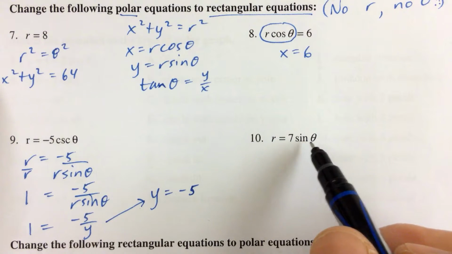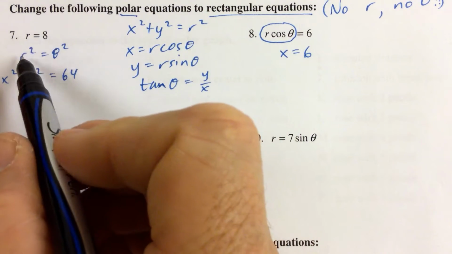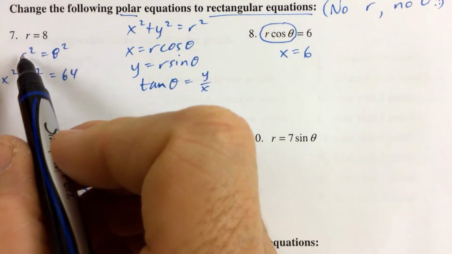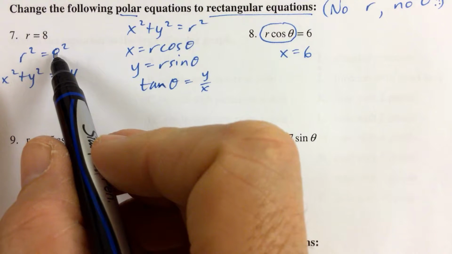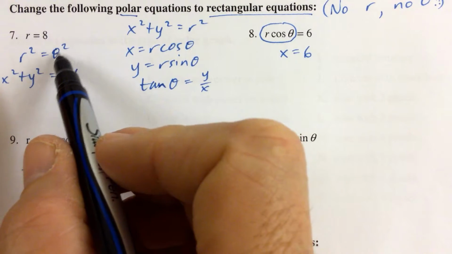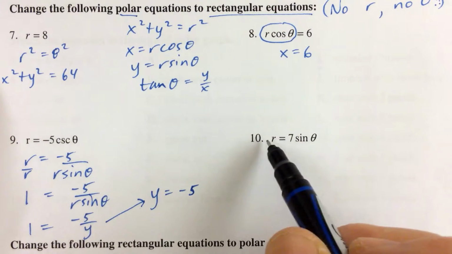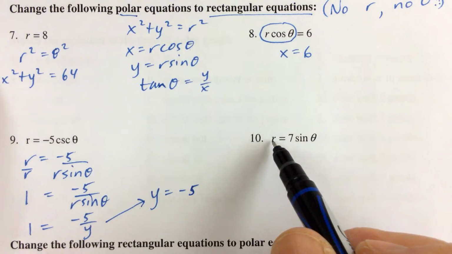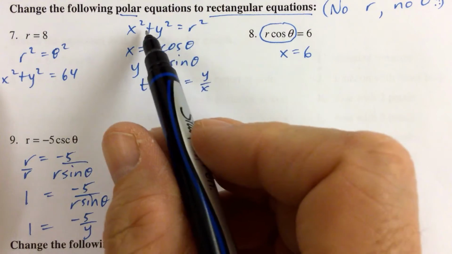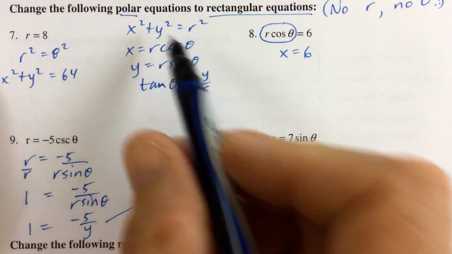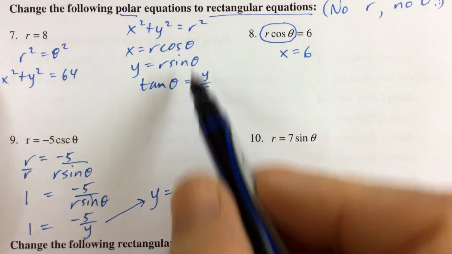Now, number 10 is another situation where we want to get an r squared. If we square both sides, then on the left side we'd be fine. So remember, we squared both sides in problem number 7 because that allowed us to get an r squared, but also 8 squared is a number we can deal with, and that didn't pose any problems. But if we square both sides here, we would get r squared, and we'd be able to substitute the x squared plus y squared, but we would have a sine squared over here, and then we're running into some trouble here.